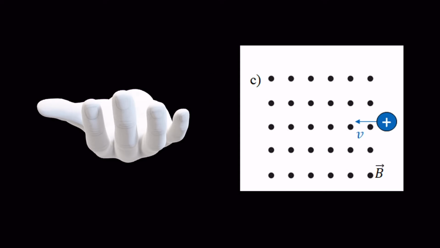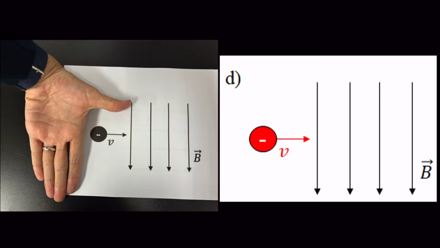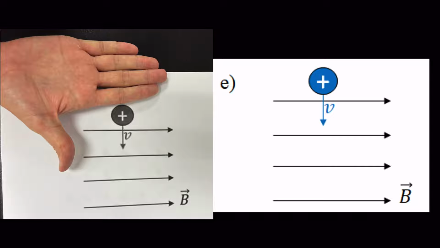Here's another positive one, thumb to the left, fingers out of the page with the field, and the palm is pointing up, so the force is upwards. The next one is a negative charge. My fingers are pointing down, thumb to the right, and the force is directed out of the page. For E, I have a positive charge, fingers to the right in the direction of field, thumb down in the direction of the velocity, and again, my palm is pointing out of the page, so the force is out of the page here as well.